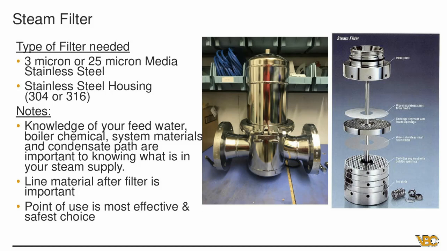Two pictures I have here. Big stainless steel housing, very similar to any of the other applications we talked about. And then the picture on the right, this is our steam filter element that we use. So very similar to the design of the air and gas filters that we talked about earlier. Only difference is we use a woven stainless steel media. So in the steam filter, everything is 100% 304 or 316 stainless. So it's really easy to clean and it's really easy to run your process through.